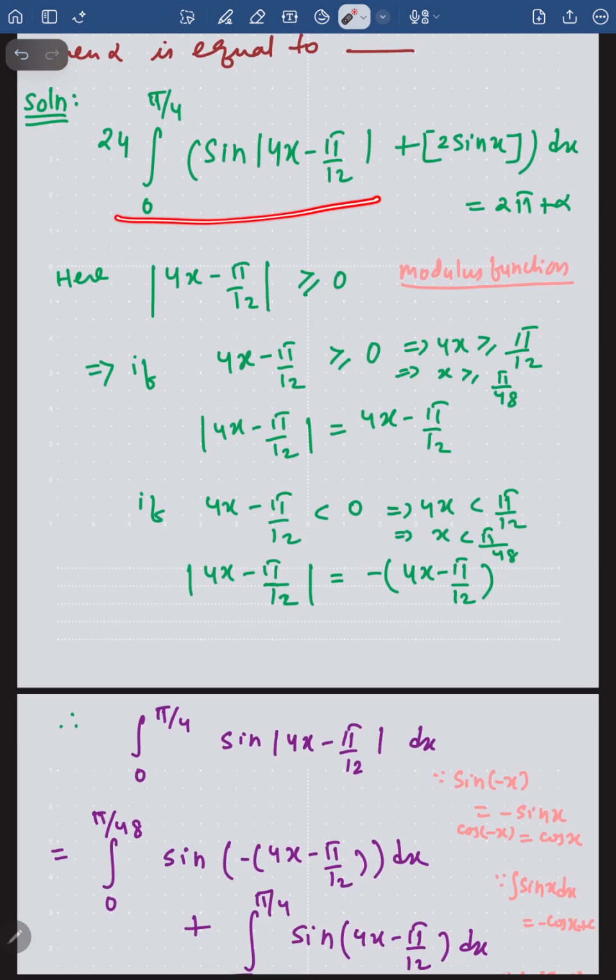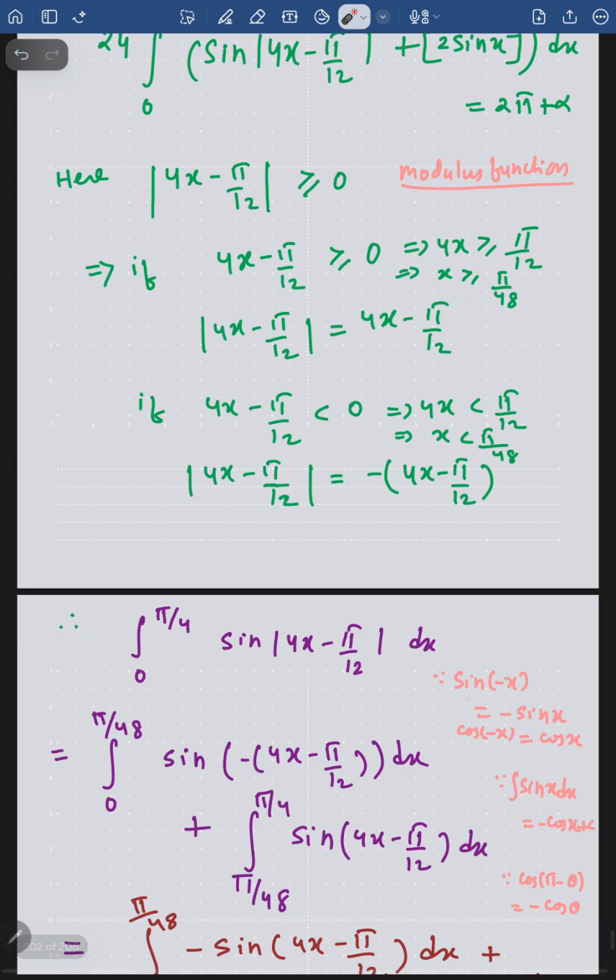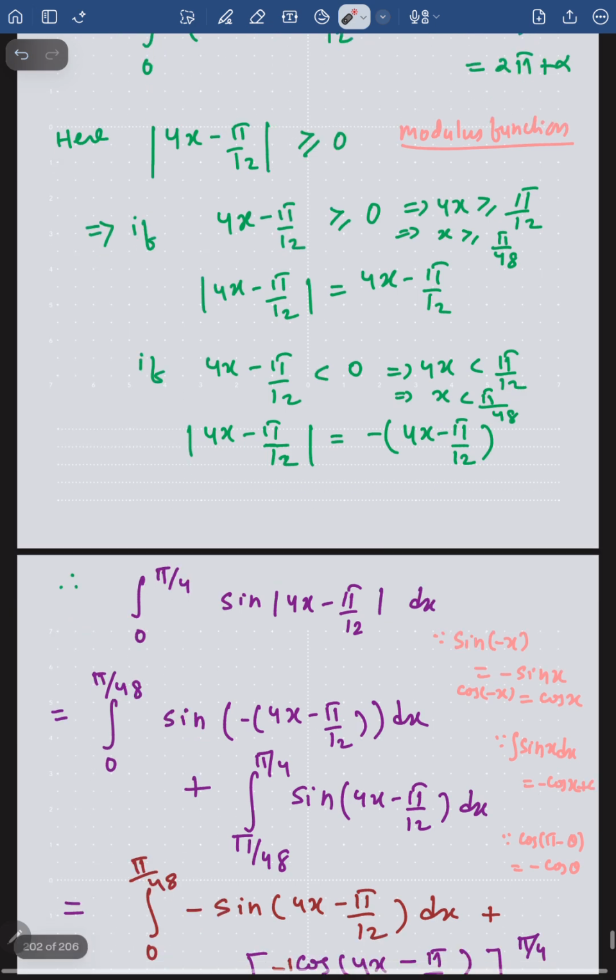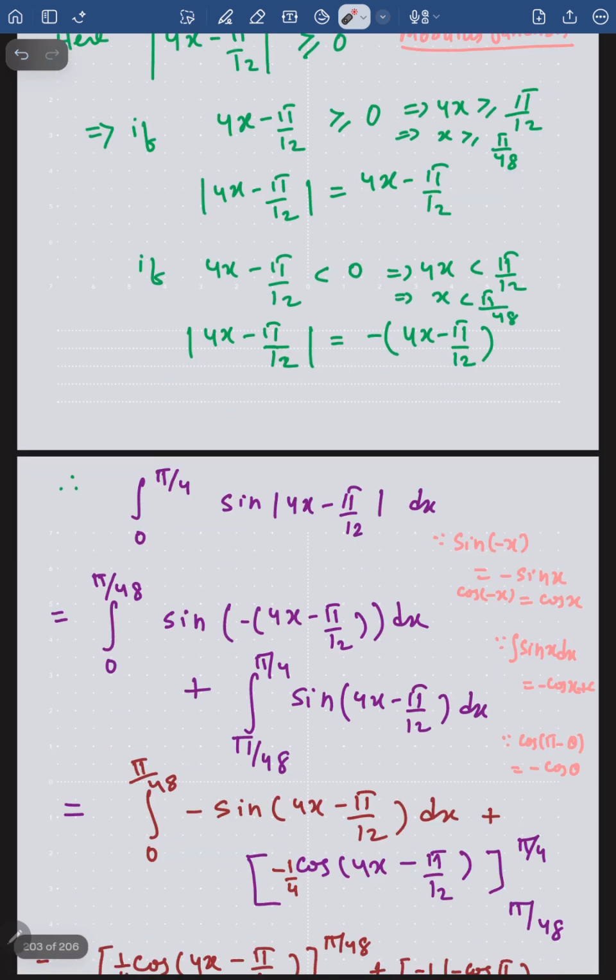Therefore, we will first solve this part: integral from 0 to pi by 4 of sine of mod of 4x minus pi by 12 dx. We know the basic formulas: sine of minus x is minus sine x, cos of minus x is plus cos x, the integration of sin x is minus cos x plus c. If it is definite, then put the limits. We also know cos of pi minus theta is minus cos theta. So we will apply all this over here.